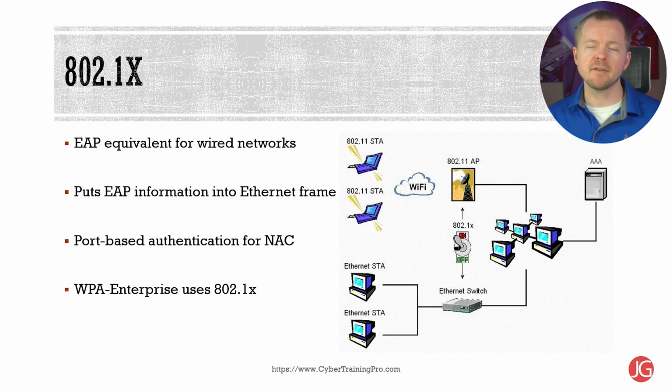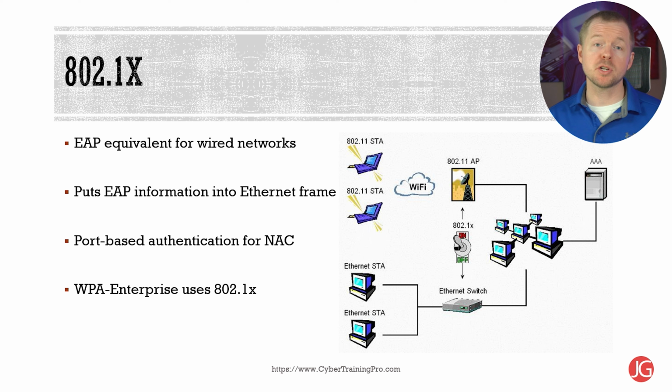Due to the popularity of EAP for wireless networks, there was an increasing demand for an equivalent feature for wired networks. Enter 802.1x. 802.1x doesn't use PPP like EAP does, and it puts the EAP information into an Ethernet frame. Simply, 802.1x is a port-based authentication mechanism for network access control, which means devices that connect have to go through the full authentication, authorization, and accounting process to be granted access to the network or any other system.